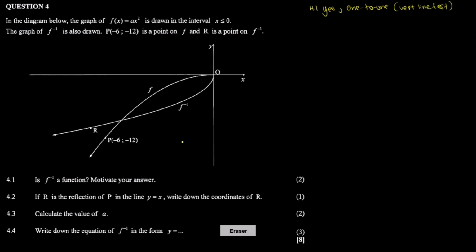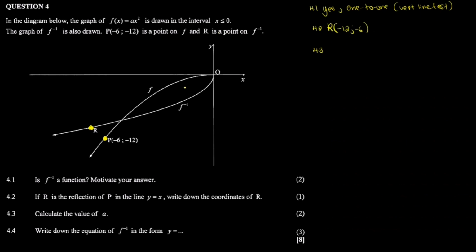Now 4.2, if R is a reflection of P in the line y = x, write down the coordinates of R. So they are telling us that R is the reflection of this point over the line y = x. You get this point when you reflect this parabola over the line y = x, which means you just swap the coordinates of P. So for 4.2, the coordinates of R are (-12; -6).